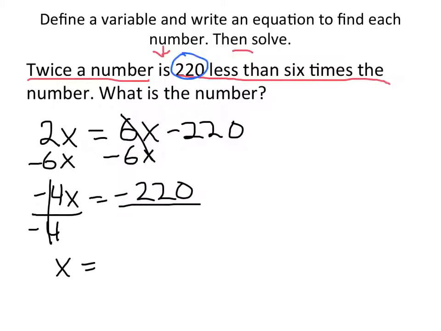I'm going to do the exact same thing I did on the left side, which is divide by 4, divide by that negative 4. Two negatives make a positive, and 220 divided by 4 is 55. That is the answer to our word problem.